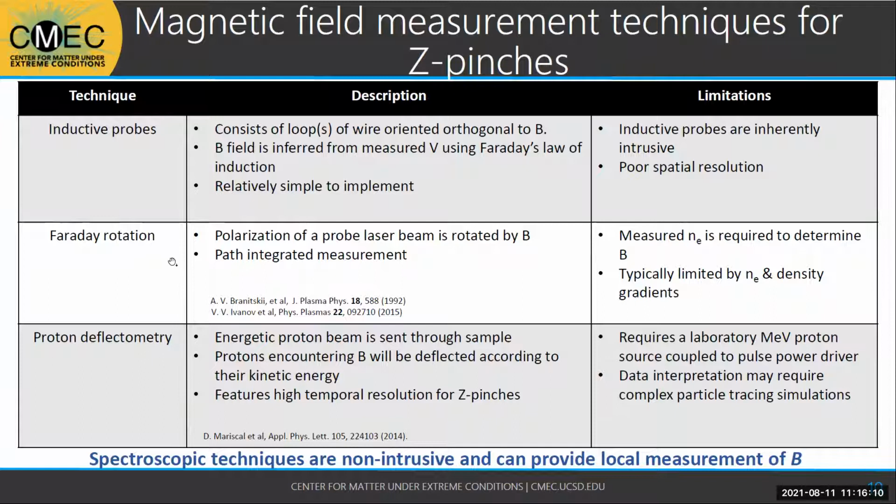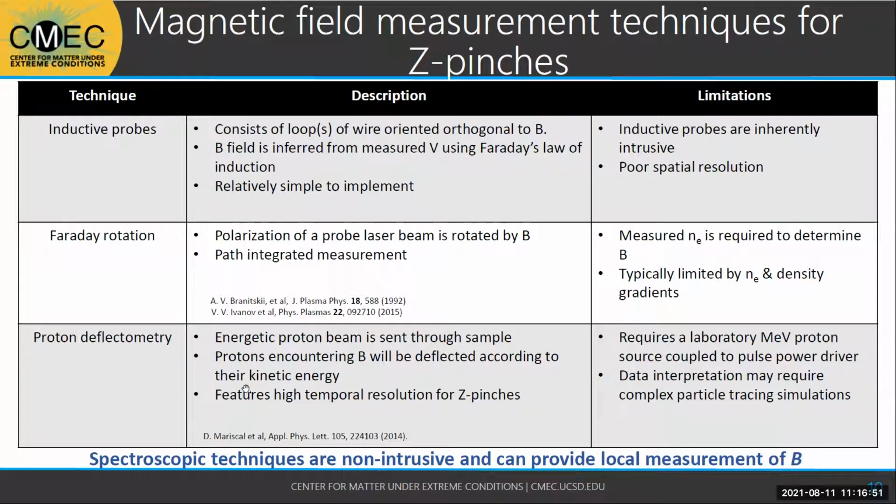Another common technique is Faraday rotation, and this is done by sending a laser pulse through your sample, and the magnetic field will rotate the polarization of the probe laser, and you can measure that to infer what the magnetic field is. So this is a path integrated measurement. To get quantitative information, you need to know the density it's going through already. And it can be limited: it just doesn't work at all if you reach too high density gradients, because the laser won't work in that case.